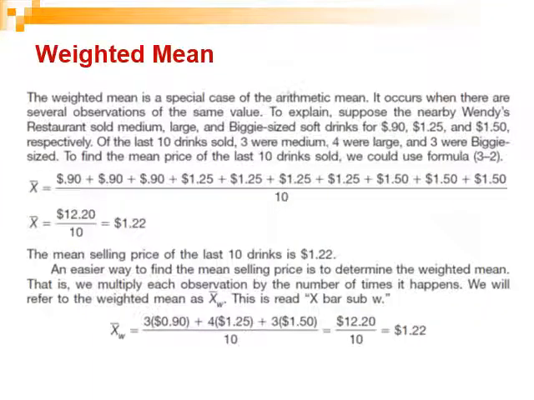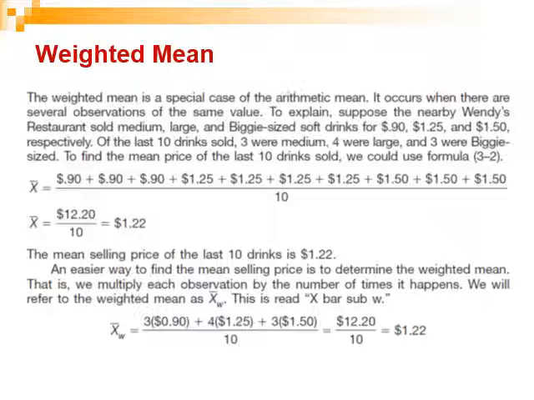Now we will move to another important measure. The second measure we have here is what's called the weighted mean. The weighted mean is a special case of the arithmetic mean. It occurs when there are several observations that have the same values.